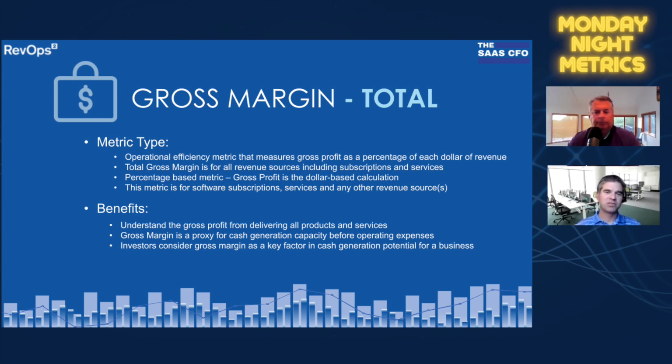The benefit of understanding gross margin is to understand, one, our overall margin, and then how much margin each revenue stream is producing for our business. Gross margin is a proxy for cash generation capacity before operating expenses. And when I say OPEX, that's development or R&D, sales, marketing, and G&A, being HR, finance, accounting, legal, IT, et cetera. One thing in this last bullet: investors consider gross margin the key factor in cash generation, which is true. We want to optimize gross margin so we have a lot of margin dropping through OPEX to get to EBITDA. That also gets to concepts we may cover later, like the Rule of 40 and operating leverage. Gross margin is definitely a key concept when we get into other metrics such as operating leverage.